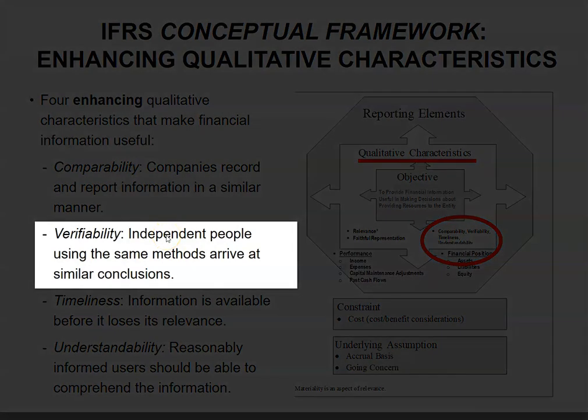Verifiability means that different knowledgeable and independent observers would agree that the information presented in the financial statements faithfully represents the economic reality of the reporting entity. Information presented in the financial statements of the reporting entity is considered verifiable if two independent accountants such as auditors can reasonably conclude that it is fairly reflecting underlying transactions and circumstances of the reporting entity.